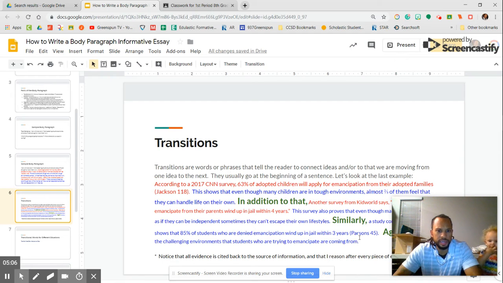Okay. Now it doesn't have to be just one sentence of explanation. It can be more than one sentence of explanation. As you can see here at the end, that's what happens here at the end.